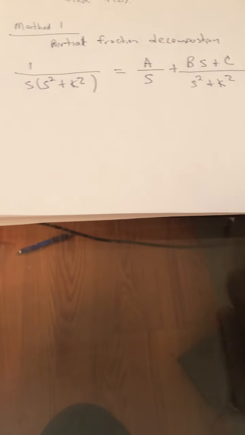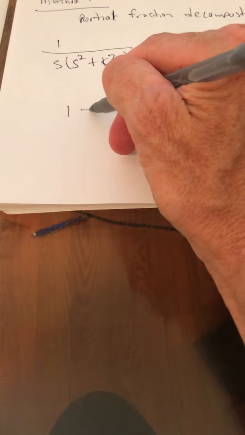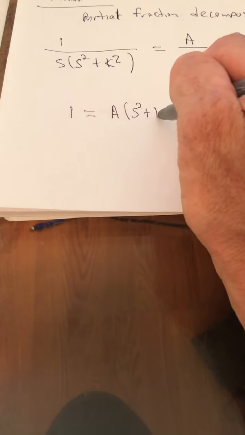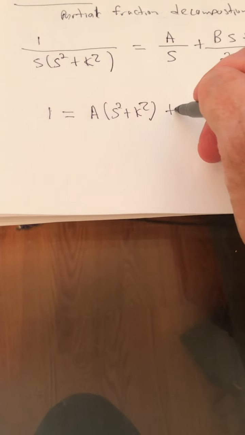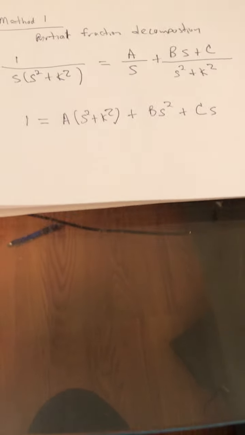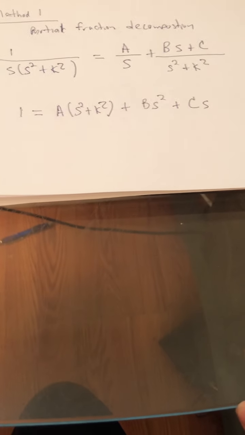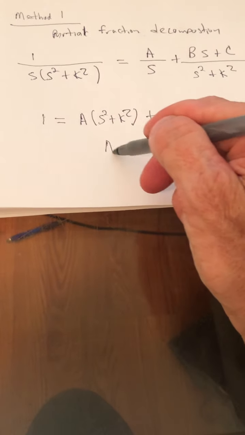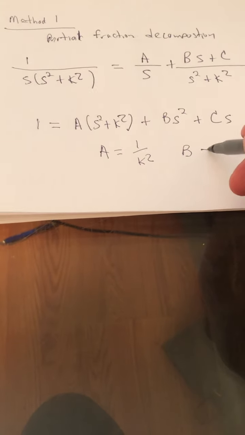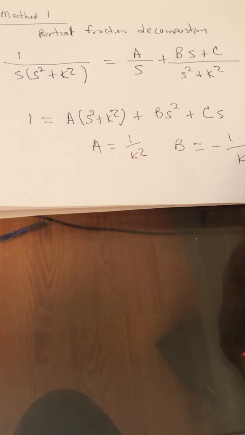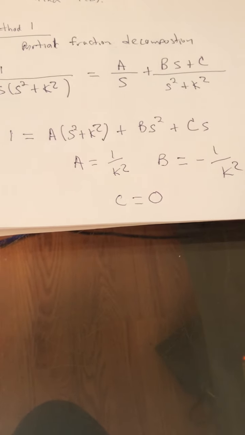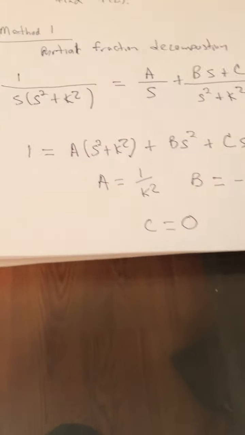So multiplying both sides by the LCD, we end up with 1 equals A times (s squared plus k squared) plus B times s squared plus C times s. Solve for A, B, and C. You'll see that A is equal to 1 over k squared, B is equal to negative 1 over k squared, and C is equal to 0. So now we just have to invert.